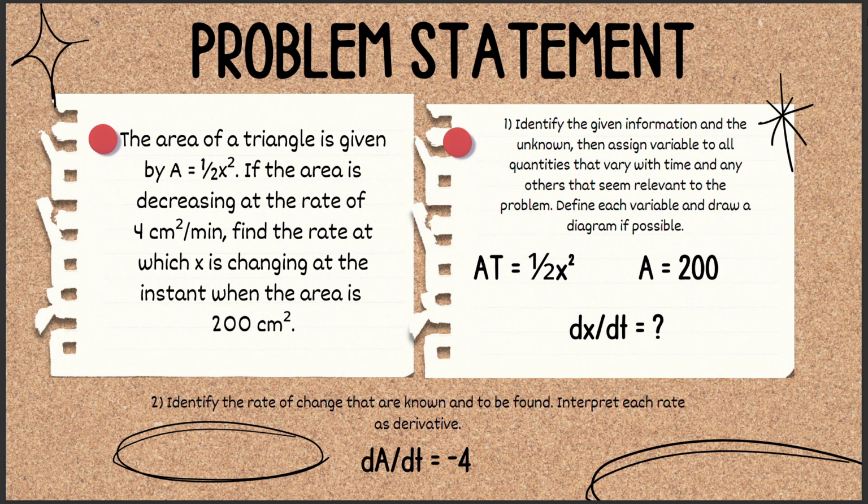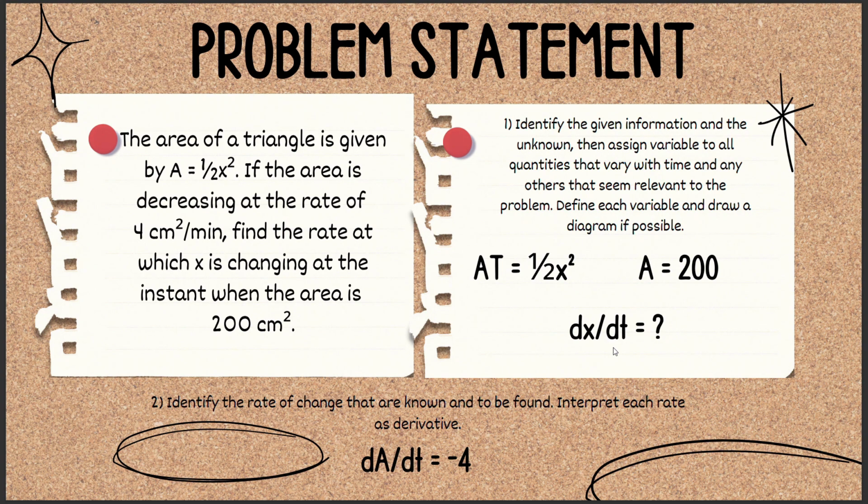First, we need to identify the given information and the unknown. Then assign variables to all quantities that vary with time and any others that seem relevant to the problem. Define each variable and draw a diagram if possible. A equal to area of the triangle, equal to 1 over 2 x squared, and the area we describe as A equal to 200. And now we need to find dx over dt.